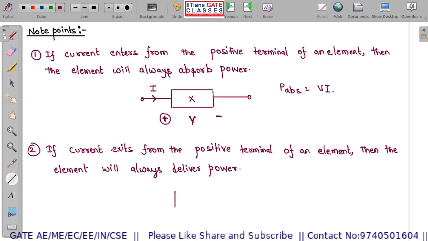So what do I mean by that? Suppose I have an element X, again I am taking X. Now, if in this X my polarities are marked like this, plus minus V, and current exits from the positive terminal, you can see current is leaving the positive terminal. Whenever current leaves or exits from the positive terminal, power is always delivered, and power delivered will be V into I.